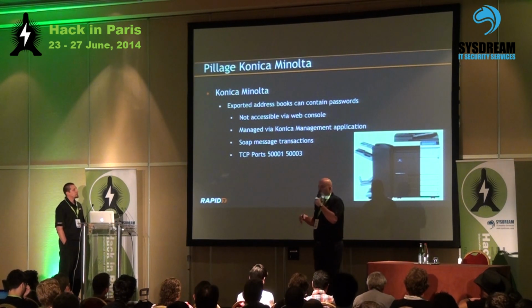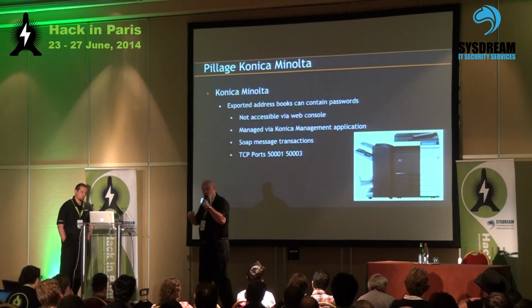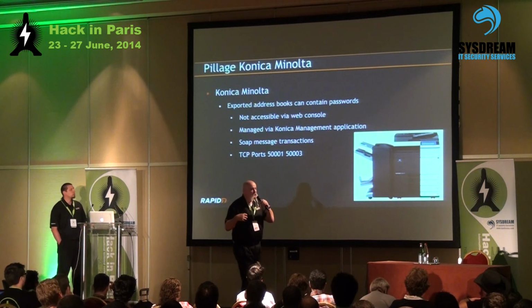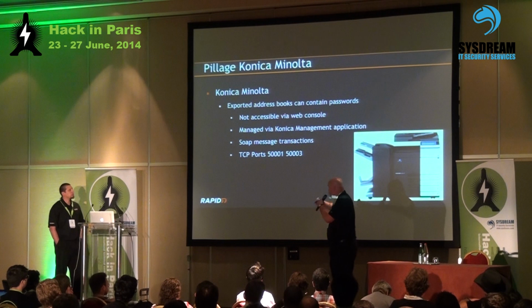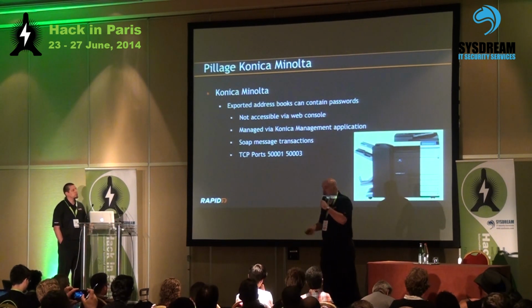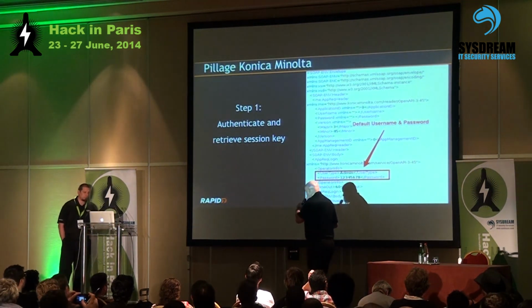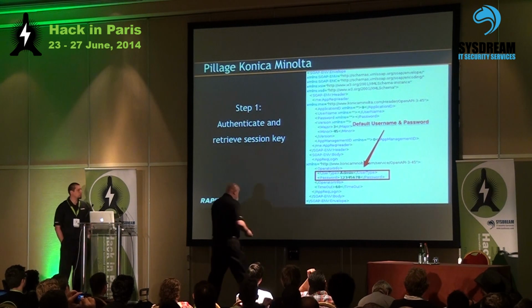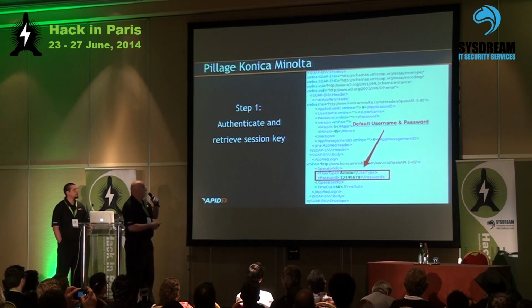So it was doing SOAP messaging, making requests, getting replies back. It was doing this over port 50,001 and 50,003, 50,003 being the actual SSL port. So let's look at the SOAP messages associated with this. Start by getting my head out of the way. If we look at this SOAP message, literally you could take this message right here and play it right against the Konica printers.